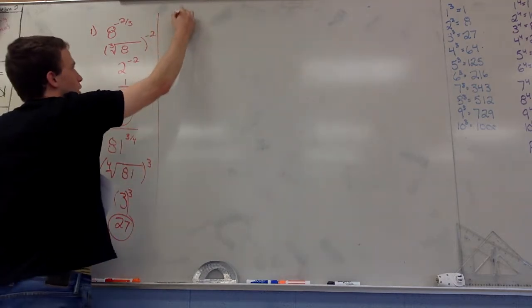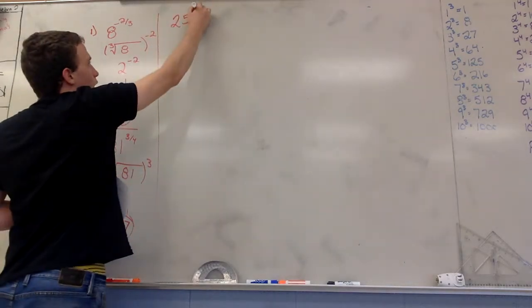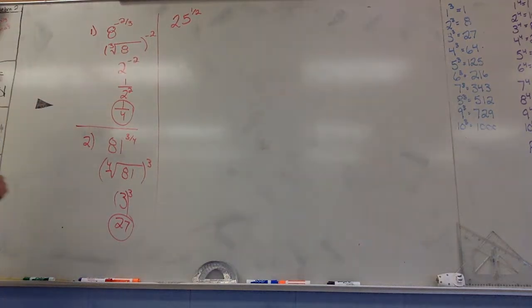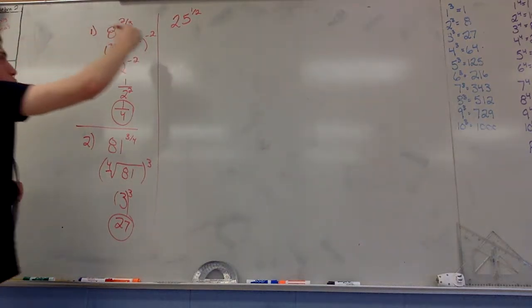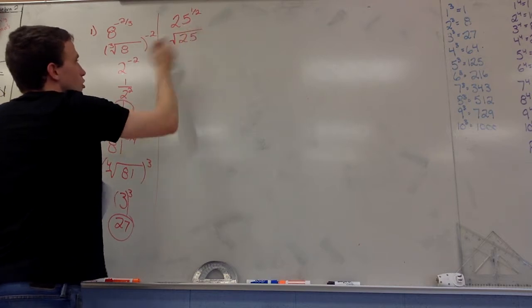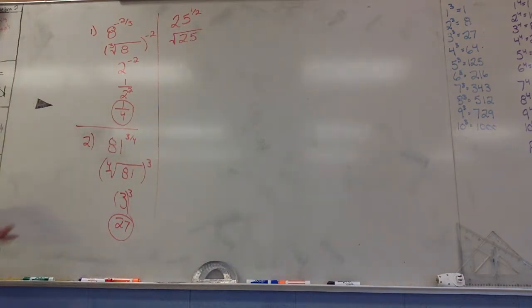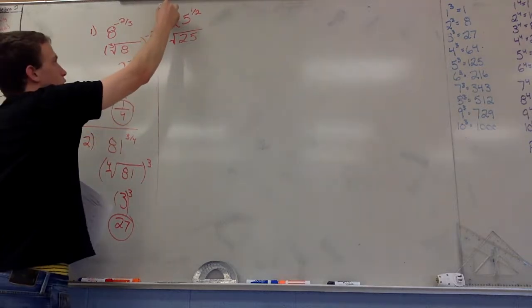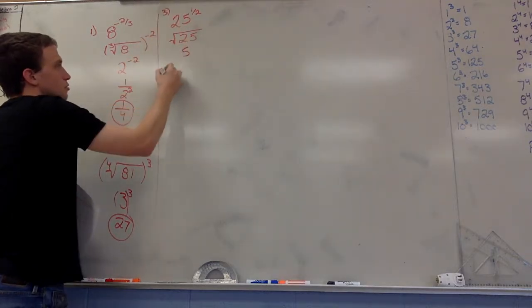Okay, 25 to the 1/2. You remember what 1/2 power means? Ooh, no. Just a square root. 1/2 and square root mean the same thing. So what's the square root of 25? 5. That's your answer.